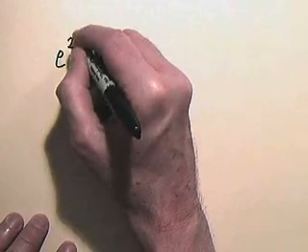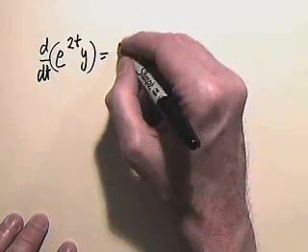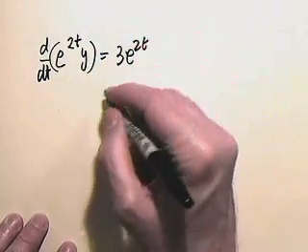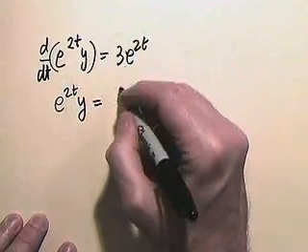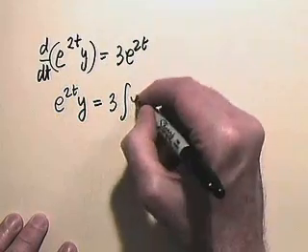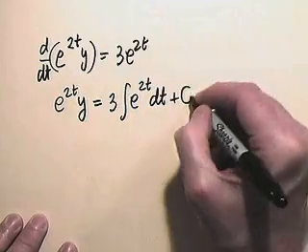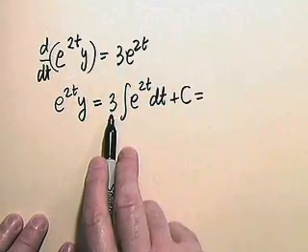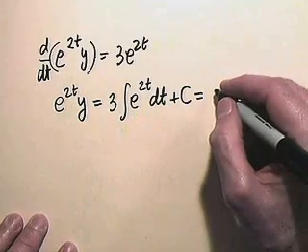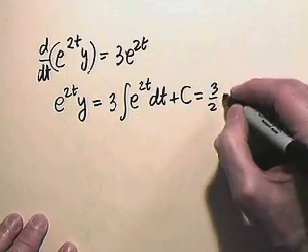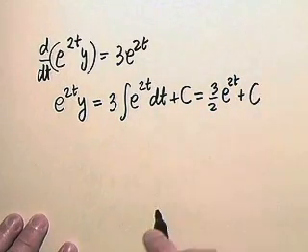e to the 2t y differentiated with respect to t is 3e to the 2t. And so that means e to the 2t y is the antiderivative of 3 times the antiderivative of e to the 2t dt plus constant of integration. And so the antiderivative of e to the 2t, of course, is e to the 2t over 2. So we get 3/2 e to the 2t plus our constant of integration.